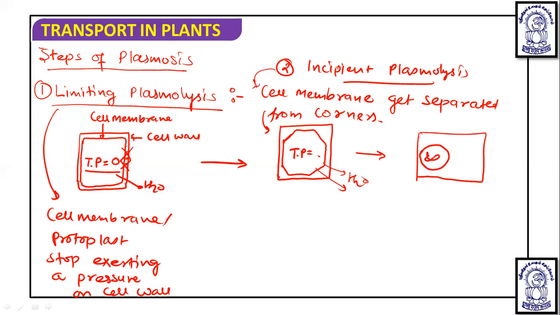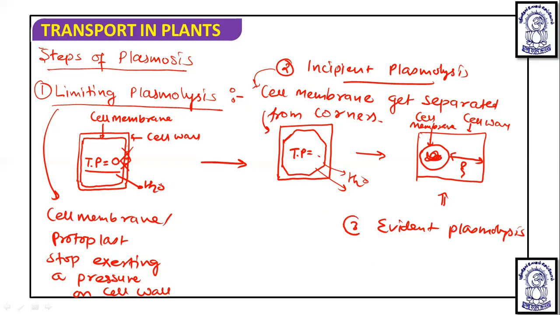will come inside to one particular corner. So this is the cell wall, and this is the cell membrane. In such a way the cell membrane gets separated from the corner in this direction, and this is the space. Now this event is known as evident plasmolysis, that is the third step. So in the first step the turgor pressure becomes 0, here the turgor pressure becomes negative, and here the turgor pressure becomes more negative, and this is a plasmolyzed cell.